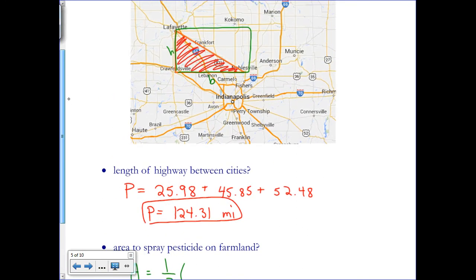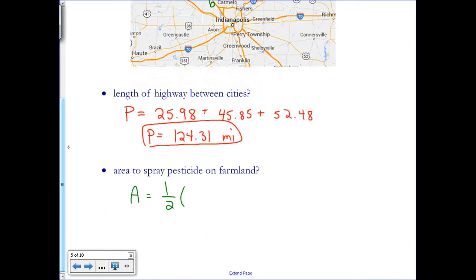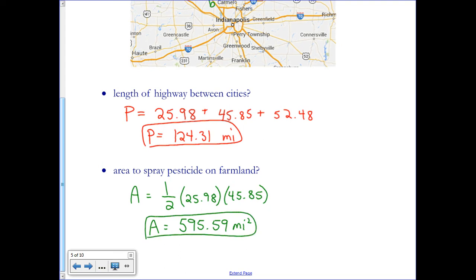The base and the height of the rectangle were the horizontal and vertical distance, so it doesn't include that long distance that's split right through the rectangle. So we just want to use the base and the height. So it would be 25.98 and 45.85, two sides that make a 90-degree angle with each other. Multiply these together, and the area comes out to 595.59. This time the units are squared. We ended up doing miles times miles, so we get miles squared.